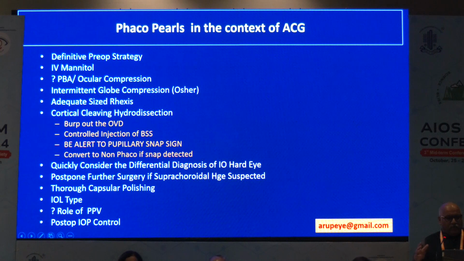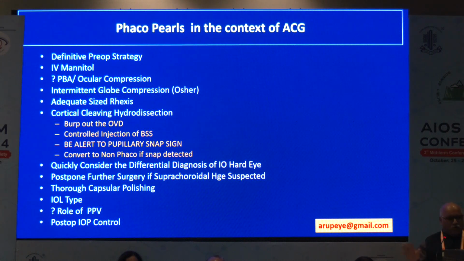So basically, I would sum up by presenting a few pearls which I've learned over several decades while managing these cases. You should have a definite pre-op strategy and decision tree in your mind: plan A, B, C, and so forth. IV mannitol, I was not using routinely earlier; I was using it only when the anterior chamber was less than 1.5 millimeter in depth. Today I use it routinely for all angle closure glaucoma.